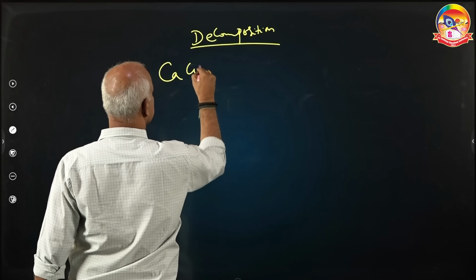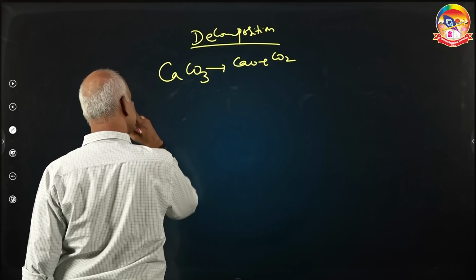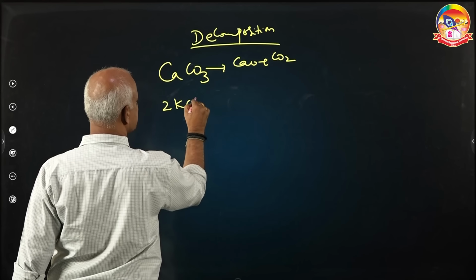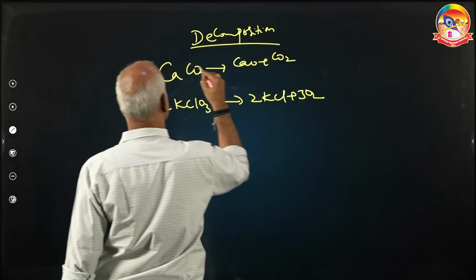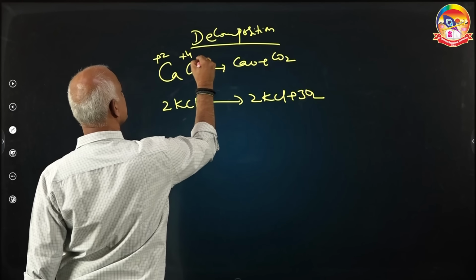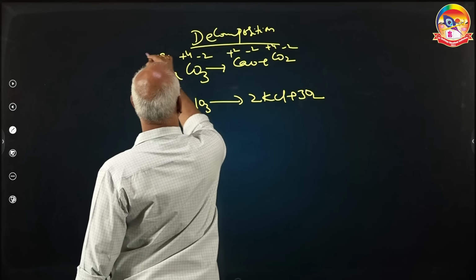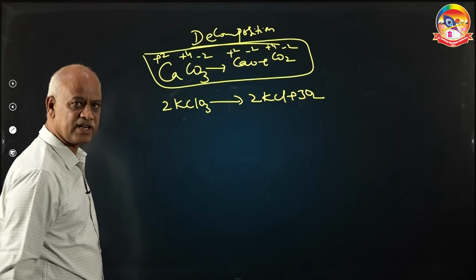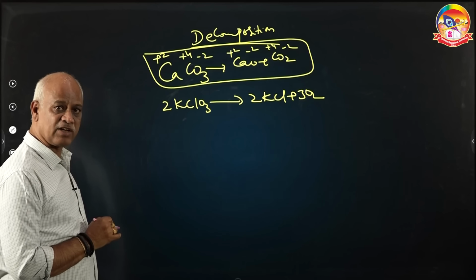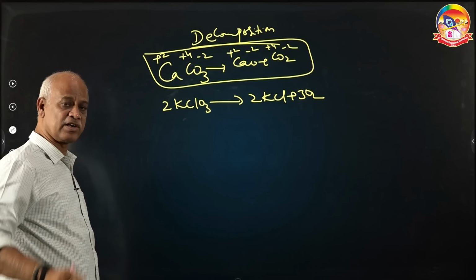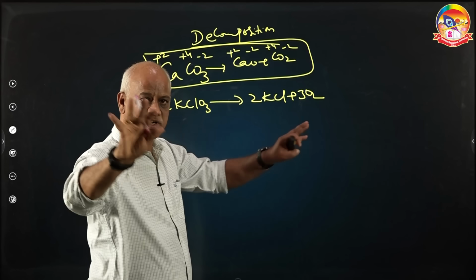Here you can see once again a decomposition reaction. I am taking two examples. Let us say this is one example. Another example is this. You can see very clearly +2, +4, -2, +2, -2, +4, -2. This is not a redox reaction. Once again the same technique you apply. During a decomposition reaction, if one of the products is an element, then only it is redox. If none of the products is an element, here both are compounds, it is not a redox reaction.